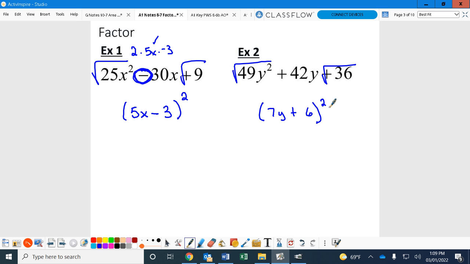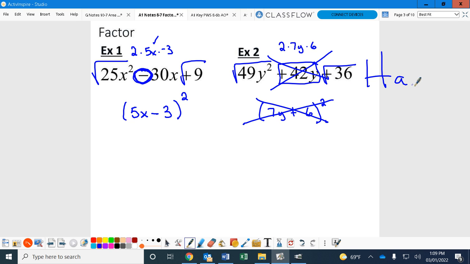But you have to do the check. And to do the check, you would have to do 2 times 7y times 6. What is 2 times 7y times 6? 84. Does that equal 42? That does not work. Therefore, you could not use this method. This is not the answer to this problem, which means you would have to go back and do a hard diamond, which would mean the whole long process. Think how big these numbers would be. 49 and 36 multiplied and then 42 in the middle. That wouldn't be easy numbers.